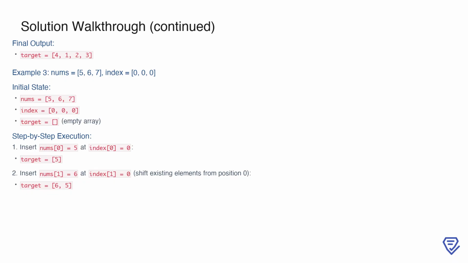Let's now consider a third example where nums is 5, 6, 7, and index is 0, 0, 0. Initially, the target array is empty. First, we insert nums[0], which is 5, at position index[0], which is 0. This makes the target array 5. Next, we insert nums[1], which is 6, at position index[1], which is also 0. Since position 0 is already occupied, we shift the existing element to the right and insert 6 at the start. The target becomes 6, 5.